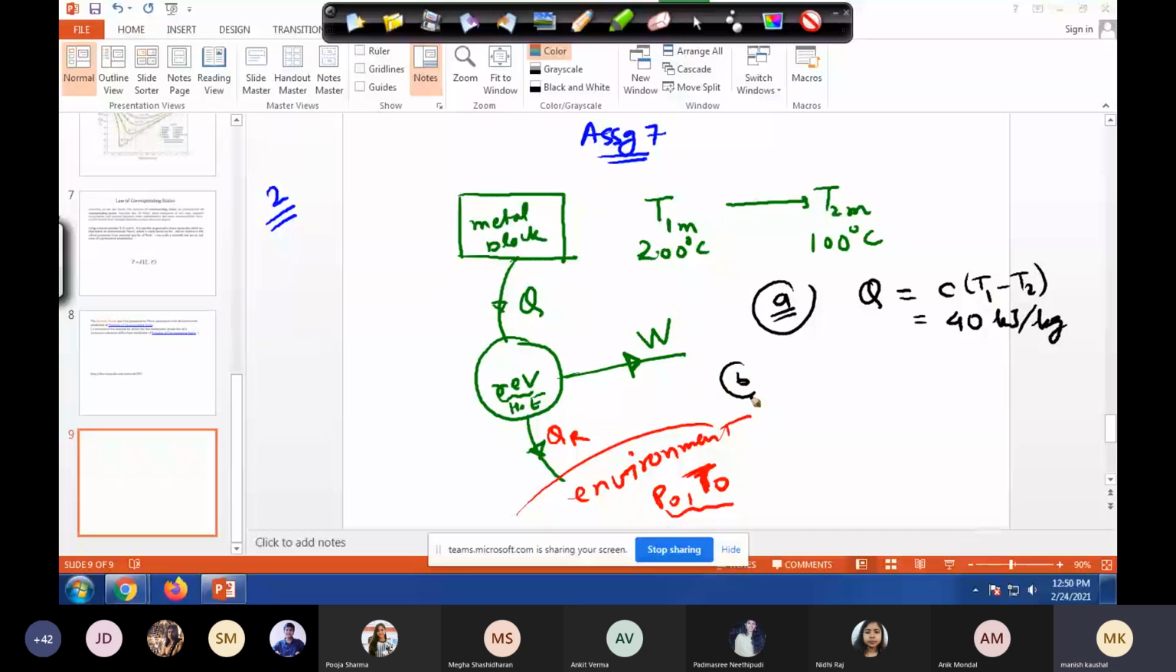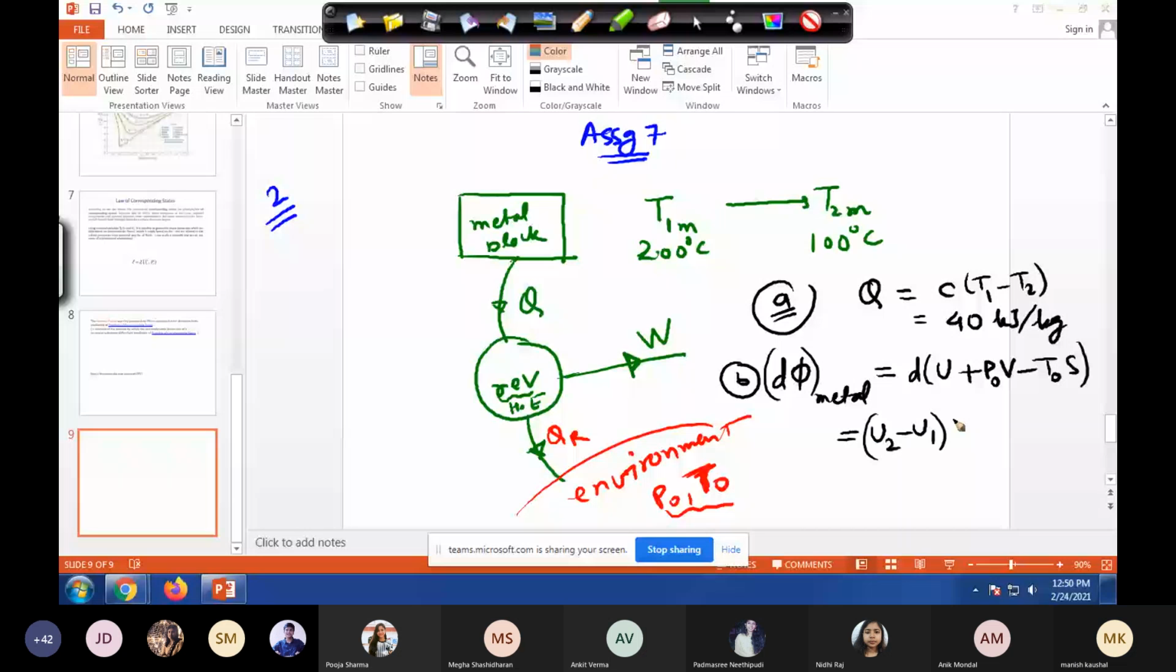Part B says change in availability of the metal, or what we call non-flow exergy of the metal. Since it's per unit mass, it's availability. So basically, what we need to calculate is d phi for the metal. You know that this is d of u plus surrounding P naught V minus surrounding T naught S, which is nothing but U2 minus U1 plus P naught (V2 minus V1) minus T naught (S2 minus S1).